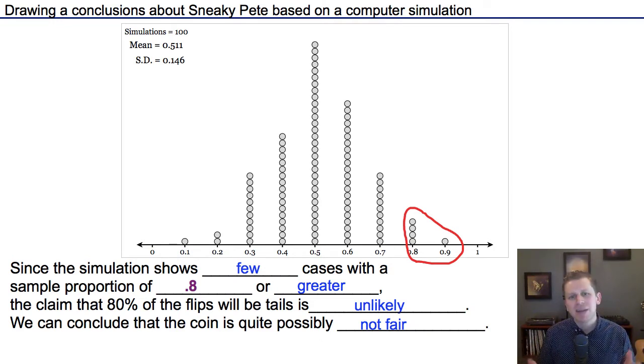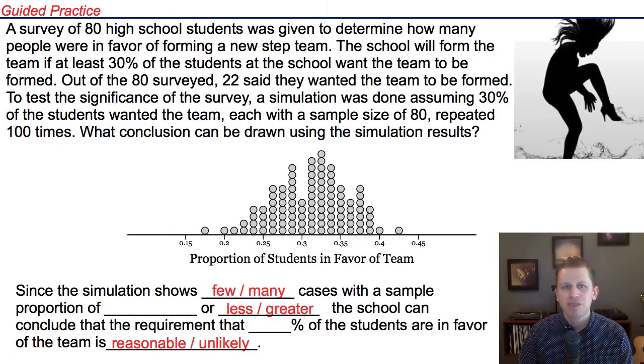Let's now try an example from start to finish without the simulation being done for us. This problem reads as follows. A survey of 80 high school students was given to determine how many people were in favor of forming a new STEP team. The school will form the team if at least 30% of the students at the school want the team to be formed.